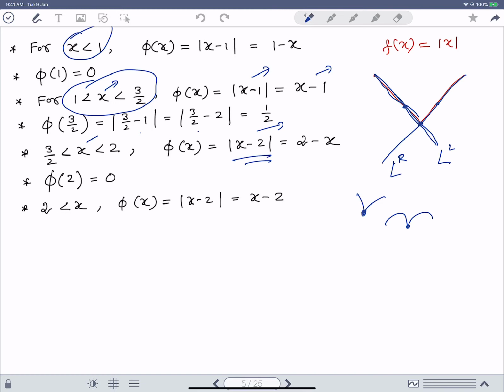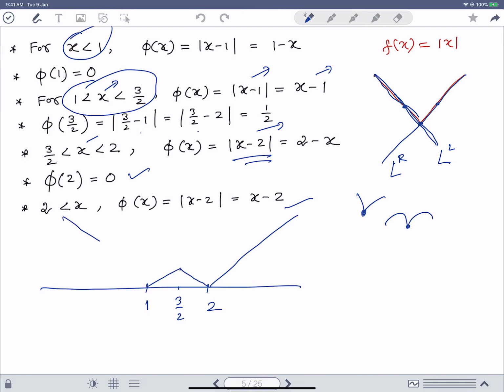So we have 2 minus x, again phi 2 is 0, and when x is bigger than 2, x minus 2 is the smallest one. So if you draw the graph, suppose this is 1, this is 2, and this is 3 by 2, it will be this kind of function, kind of a w.